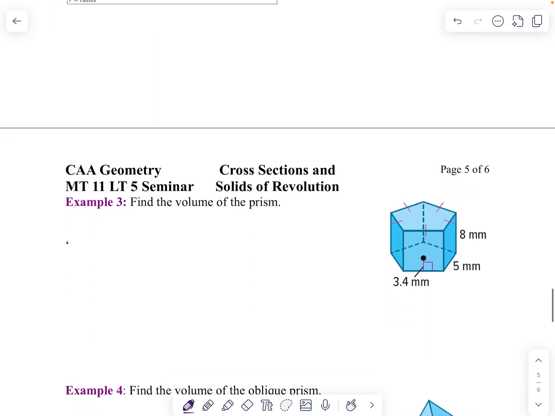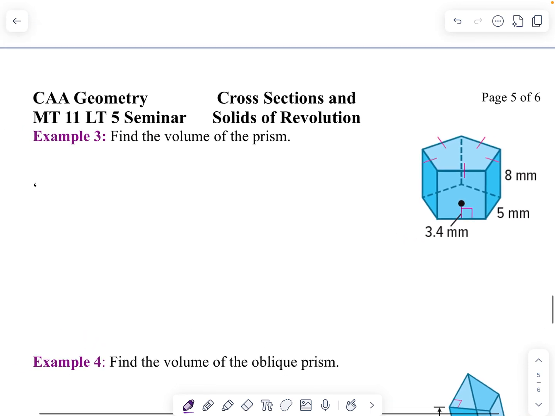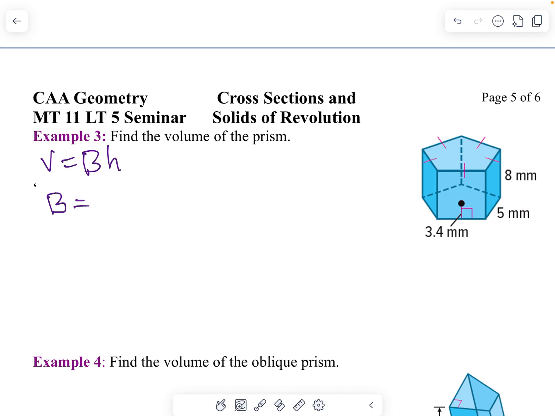Now if we take a look at example 3, I want to find the volume of this prism. According to my formula, the volume of the prism is the area of the base times the height. Well, in this case, my base is a pentagon, isn't it? So we have this base down here, which is a pentagon. I'm just going to use the formula for my pentagon, which is 1/2 AP. On this particular pentagon, I know A. A is 3.4.